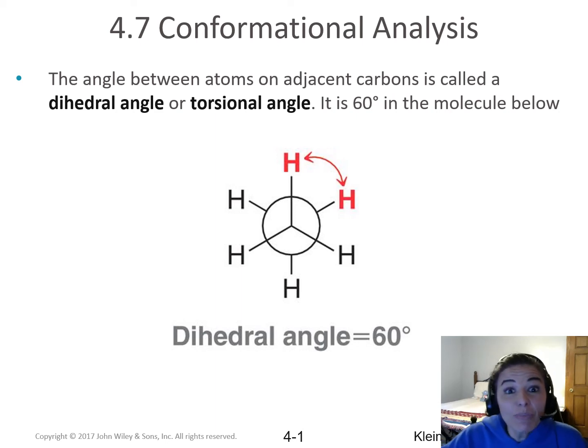Okay, so the Newman projection is a great way to measure the strain that exists in any given molecule. Remember, atoms do not like to get close to each other. They want to keep their distance from one another. The angle between atoms on adjacent carbons is called a dihedral angle or torsional angle. It is a 60-degree angle in this molecule shown between those two hydrogens on the front carbon and on the back carbon.